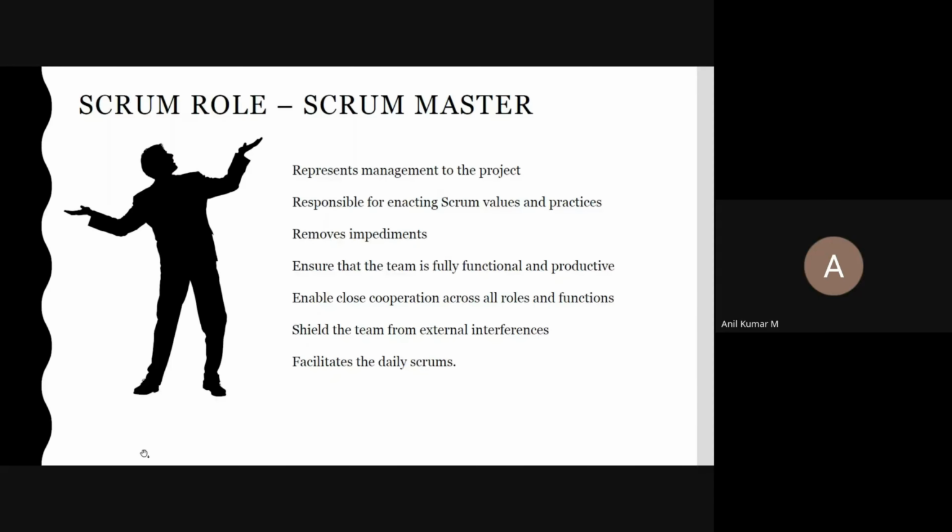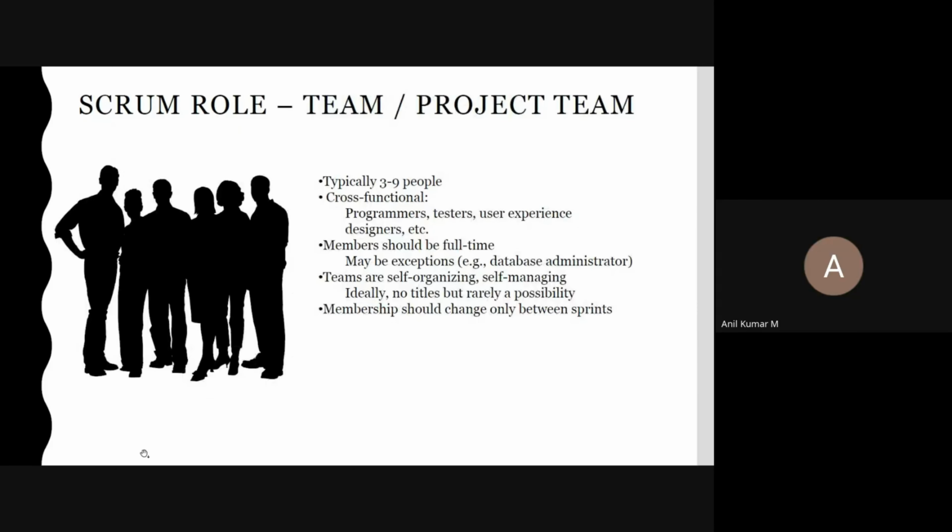Okay, in the daily scrum meeting, who will be there? The daily scrum meeting, we are having the scrum master and the scrum team. Next one, here the scrum team or a project team or a development team, anything you can call it. So typically 3 to 9 people.